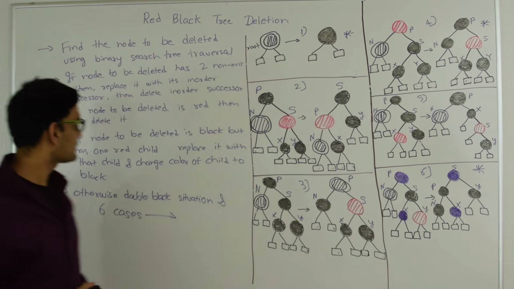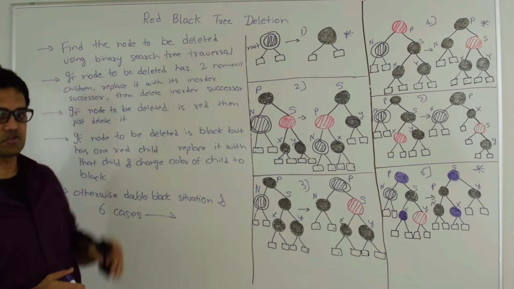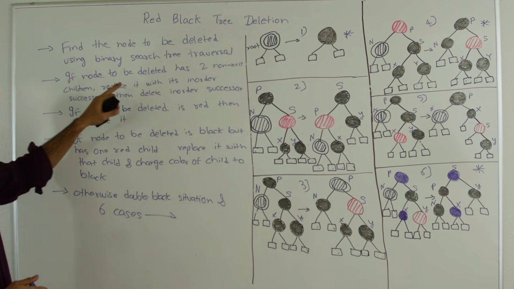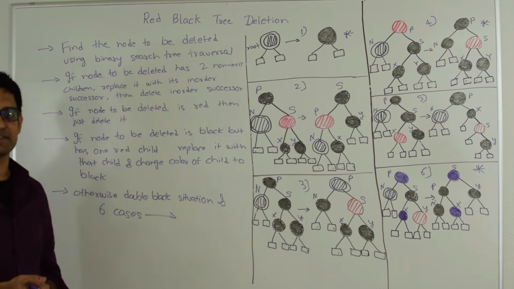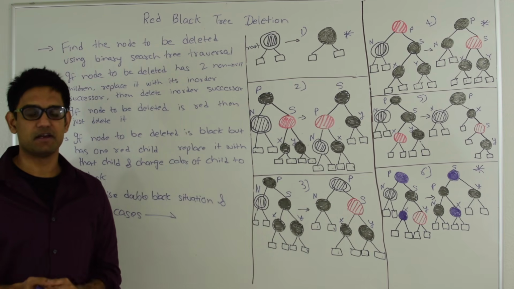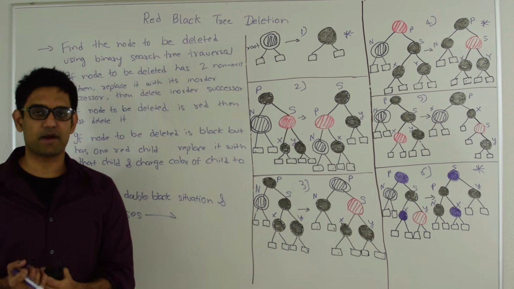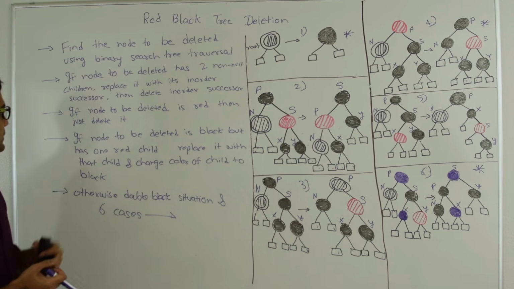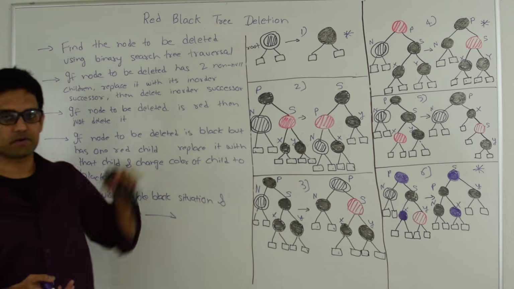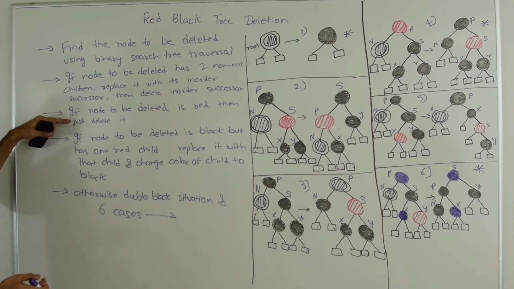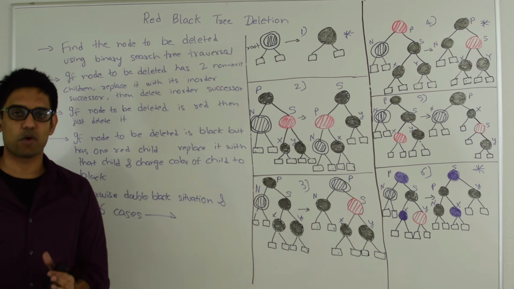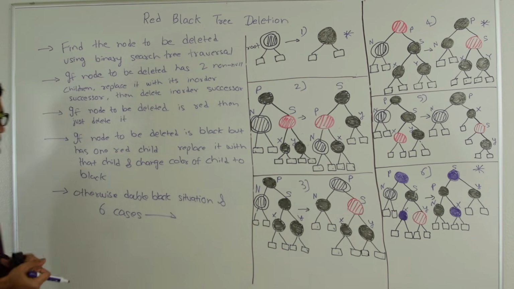Summarizing the entire process: first find the node that needs to be deleted by doing a traversal in the binary search tree. After you find the node, if it has 2 non-null children, then find its in-order successor, which is the smallest element in the right subtree, replace the node that needs to be deleted with that in-order successor, and then delete the in-order successor. Either way, you will end up in a place where the node that needs to be deleted has either 0 or 1 non-null child.